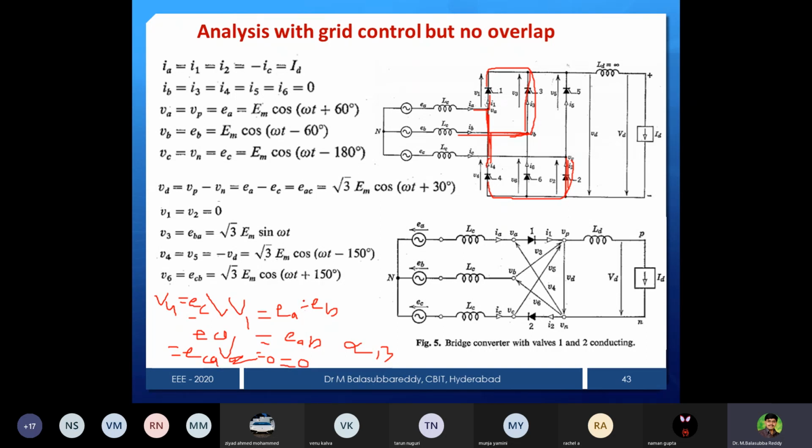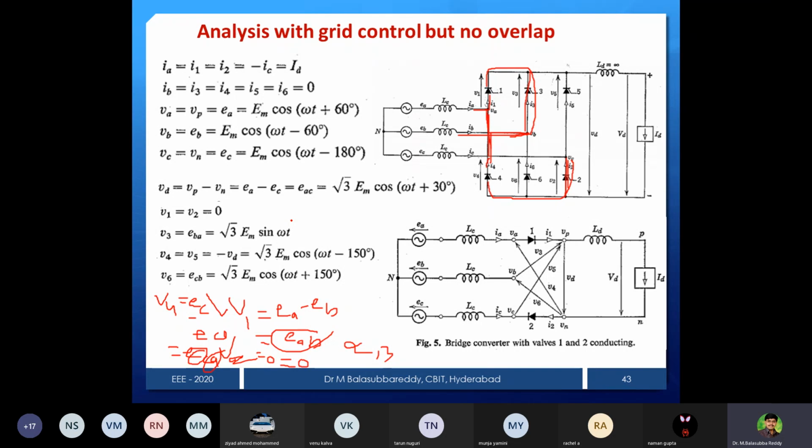Once you represent the graph sheet of line to line voltage at any particular instant, you know which devices are conducting. Accordingly, you shade only those portions, whether you are to shade AB or CA or BC, whatever it is at that particular instant. So like that you can easily obtain it.